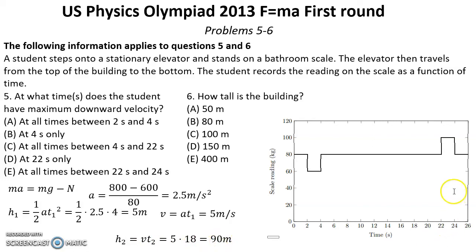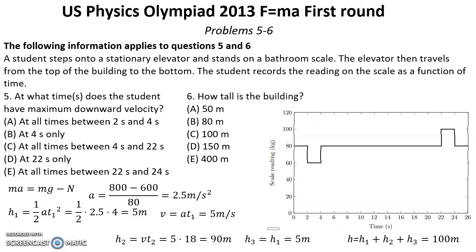And now we can count the distance covered between 22 and 24 seconds. That will be symmetrical deceleration, same as acceleration between 2 and 4. So it means that the distance here will be 5 meters. It means that the total height of this building equal 5 plus 90 plus 5, which is 100 meters. So that's answer C.